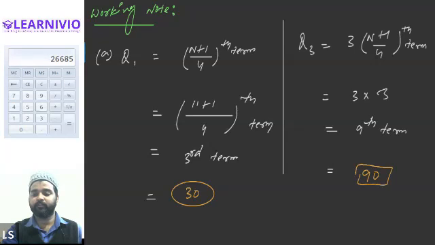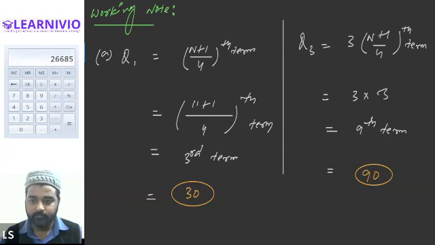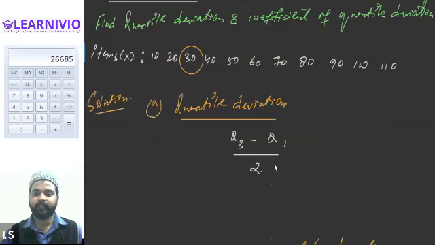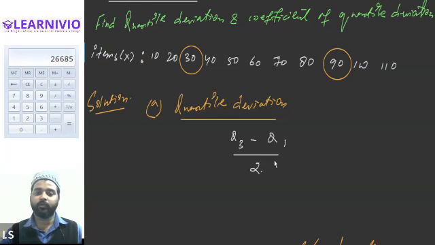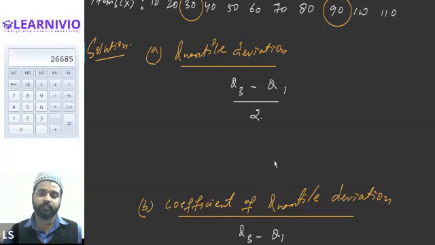Starting with the first item, which is 10. So the 9th item will be 90, right? Any doubts? No, sir. Okay. So now what we will do, we found out that Q1 is 30 and Q3 is 90.